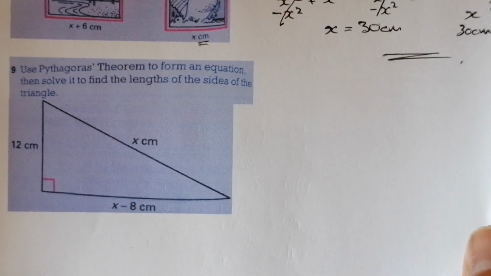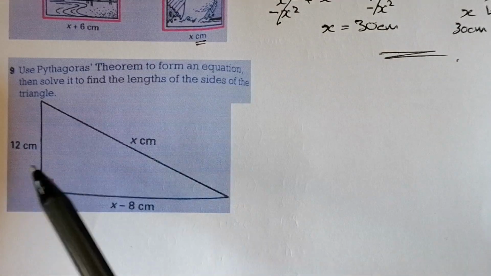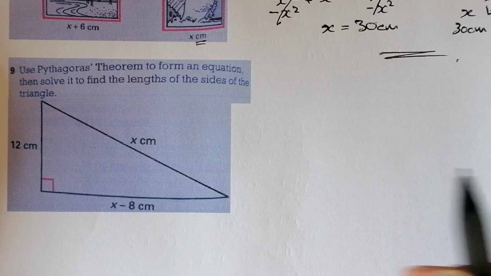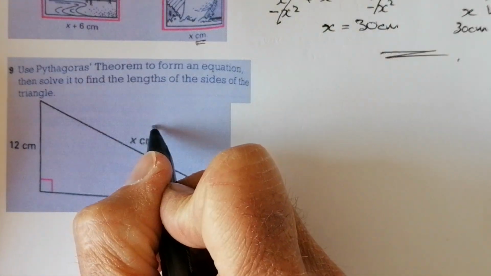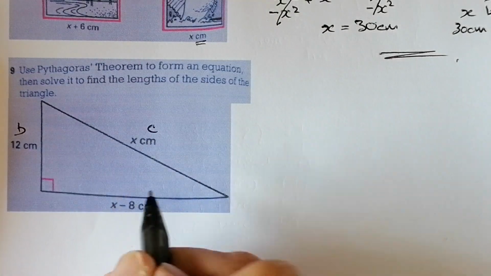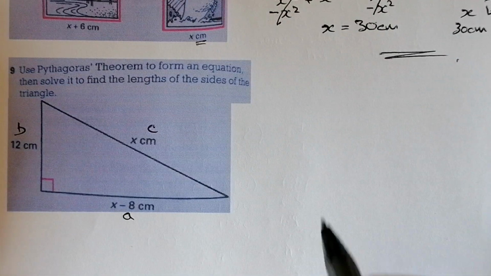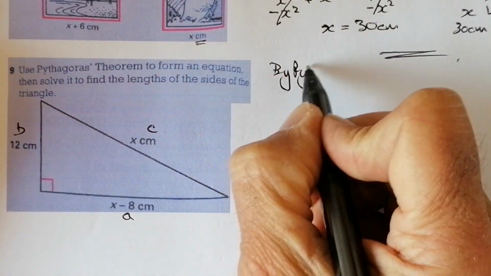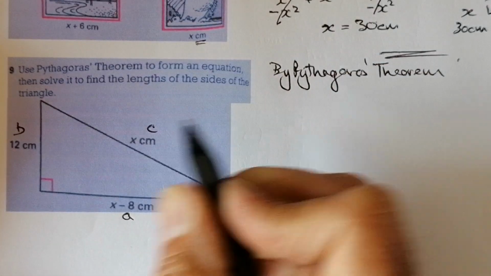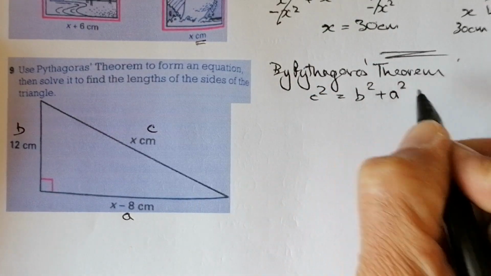Right, so what I've got here is a Pythagoras question. We're going to use Pythagoras Theorem to form an equation, then solve it to find the lengths of the sides. I'm going to start by saying that this side is C, this side here I'll call B, and this one I'll call A. So Pythagoras Theorem, remember? By Pythagoras Theorem, I know that C squared is equal to B squared plus A squared.